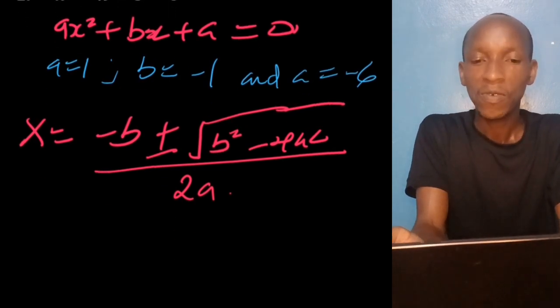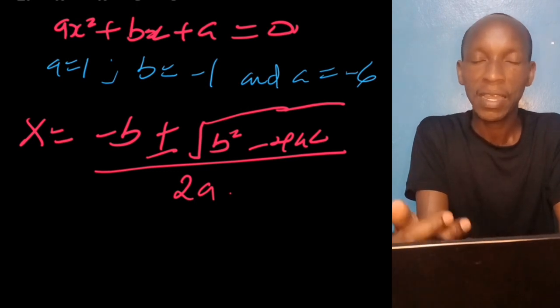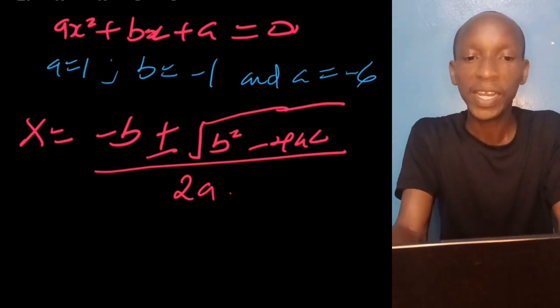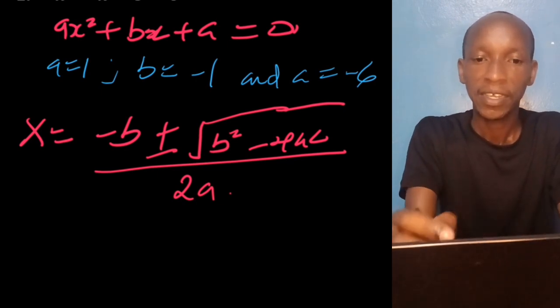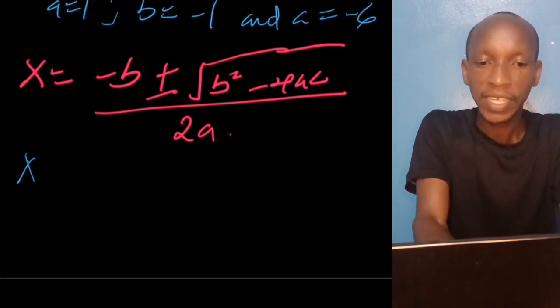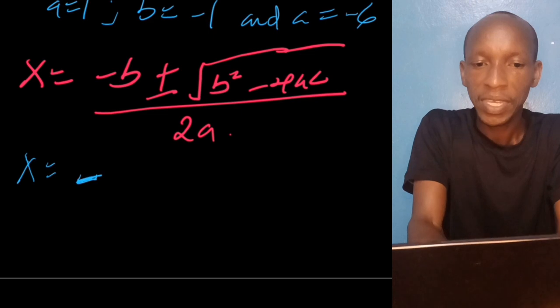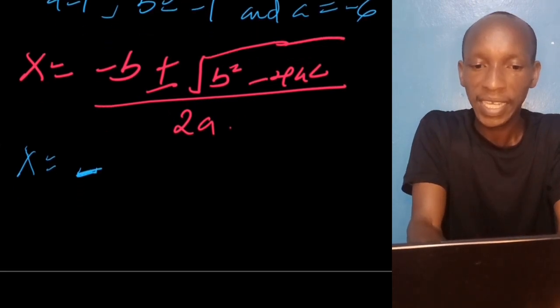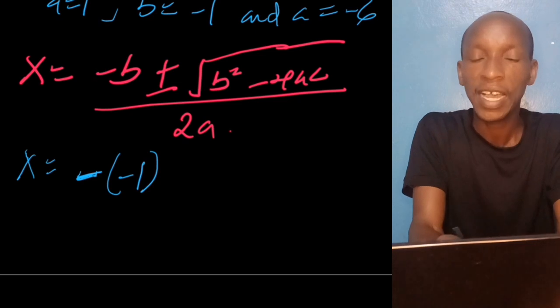So where do students make mistakes? At the point of replacing the values of a, b, and c, more so when some of the values are negative. Therefore, pay attention to avoid making such mistakes. So in this case, the value of x is going to be negative of b, and our b is -1. So therefore, have that -1 in brackets. That is what we have as b.